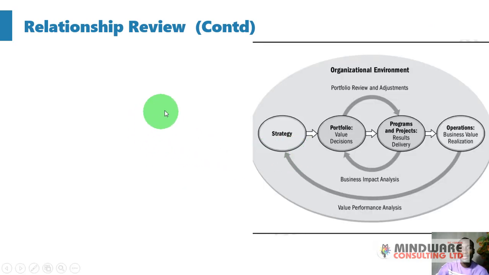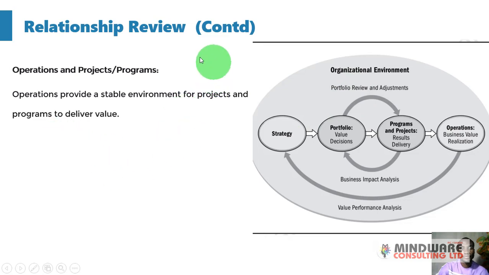On another level, let's look at operations and the alignment with projects and programs. Operations provide a stable environment for projects and programs to deliver value. This is where operations management comes in. In projects, you have operations which actually drive the projects. You also have them in programs as well as in portfolios. Project management, program management, and portfolio management cannot be possible without operations, because operations are the driver within these management levels.